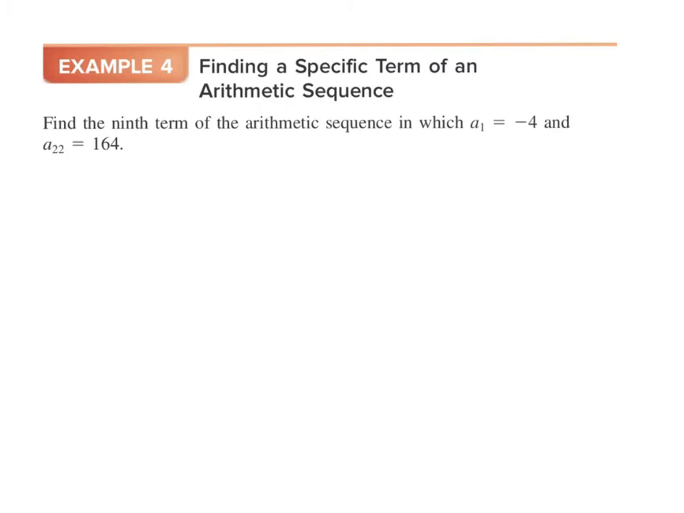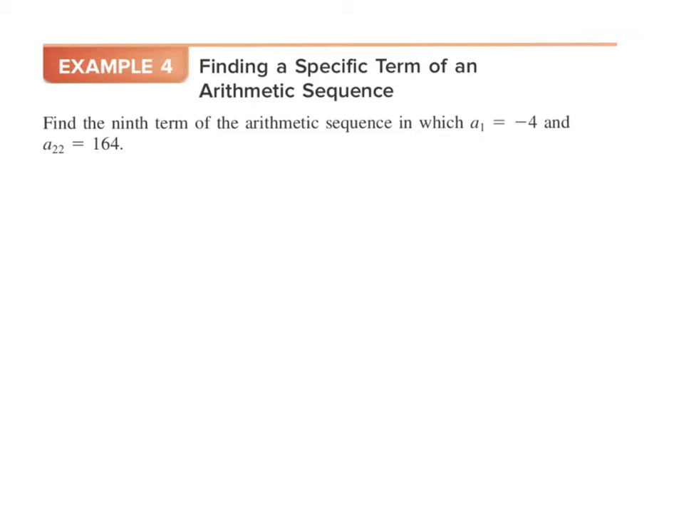Another kind of problem. That's what we're going to be doing today, going through most of the examples. So, finding a specific term of an arithmetic sequence. In this case, they want to know the 9th term. They give us the first term, and then they give us the 22nd term. They don't give us anything else.